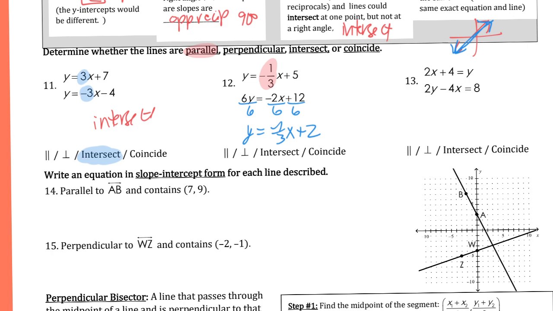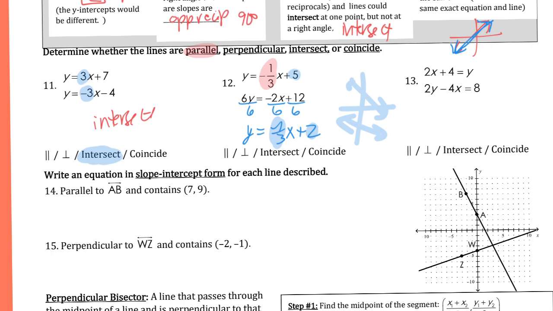And so this one, both have a slope of negative 1/3. And notice they start in different spots. They're going to be parallel. One starts at 5 and goes down 1/3. The other starts at 2 and goes down 1/3. And so they're going to be parallel lines to each other. They will never intersect. So they're parallel.